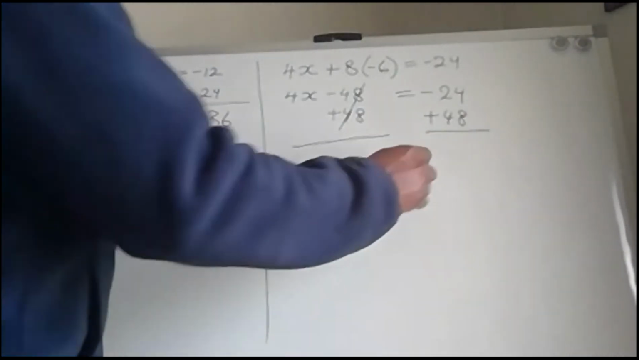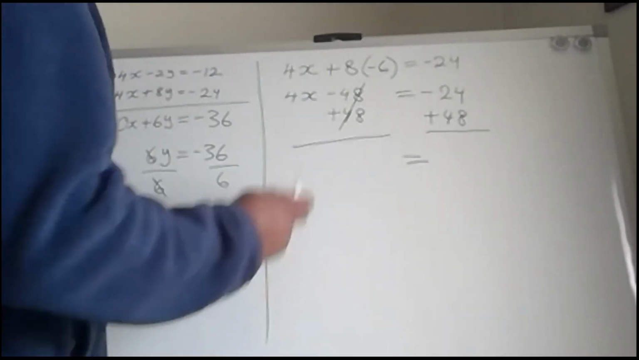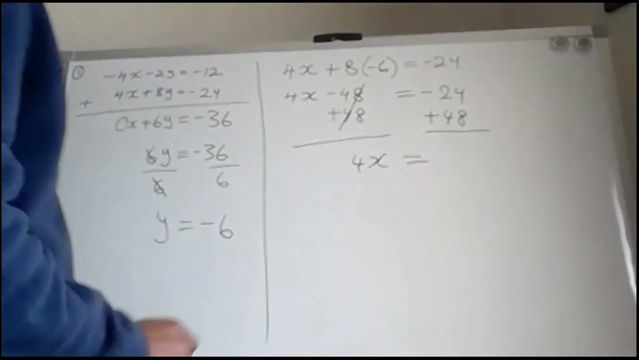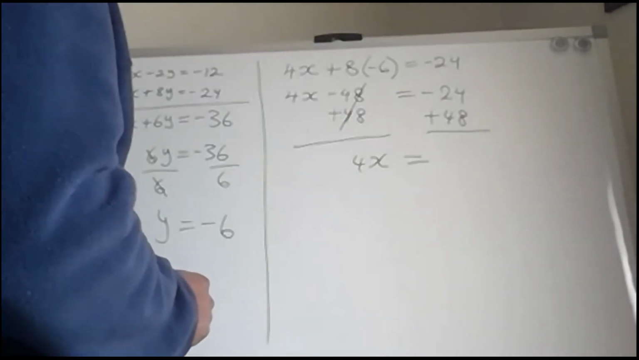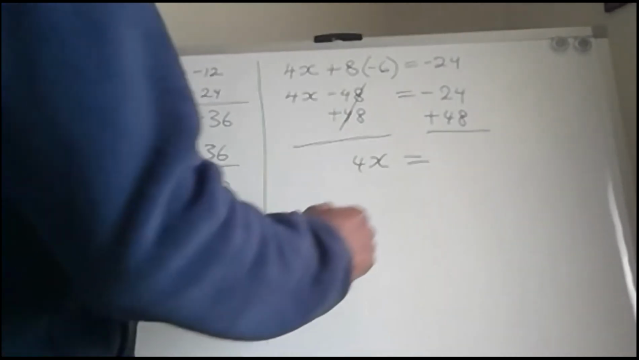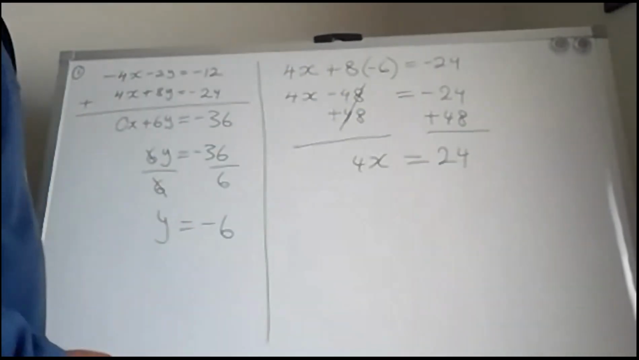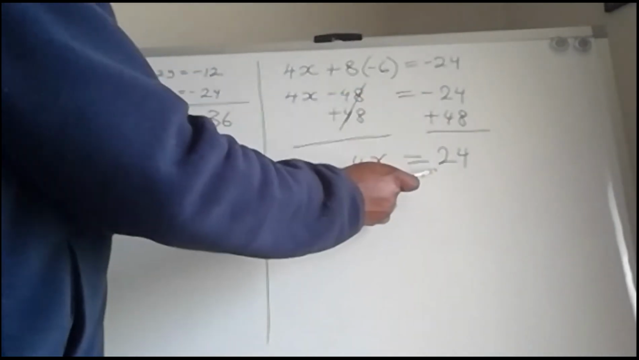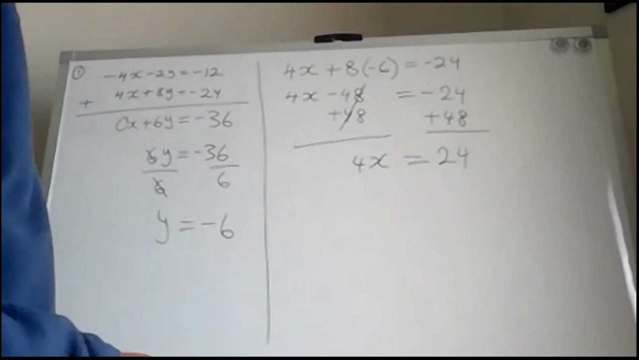All right, so on the left side, I am left with just the 4x. On the right side, when I add 48 to -24, I am left with a positive 24. -24 plus 48 is equal to 24. Again, you can use your calculators if you have trouble with signed numbers.